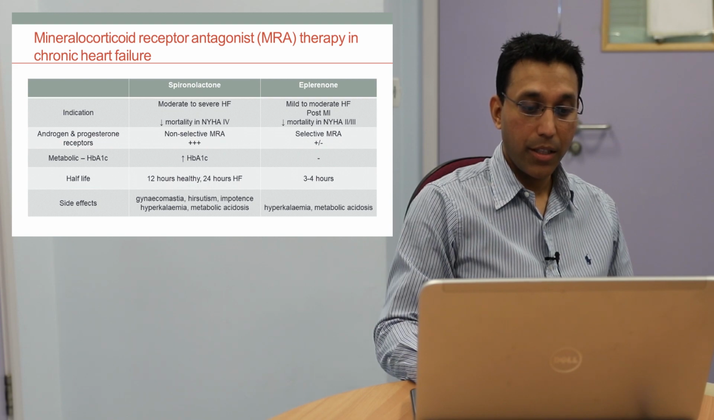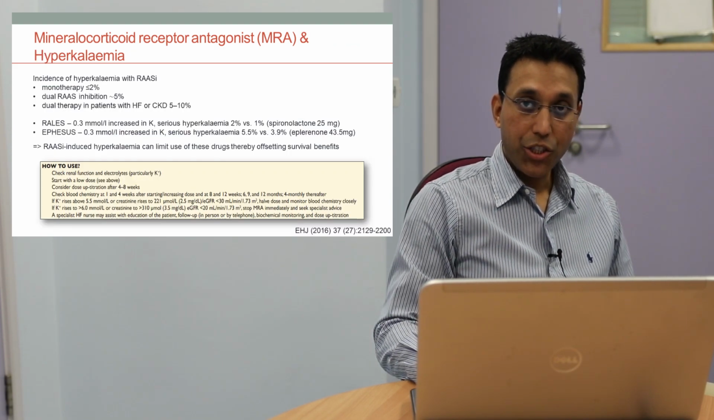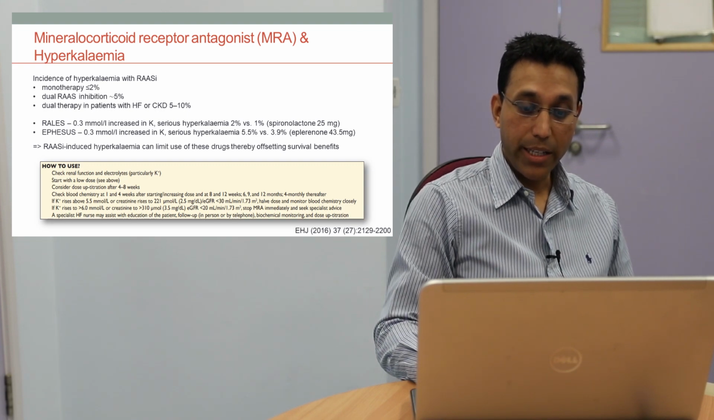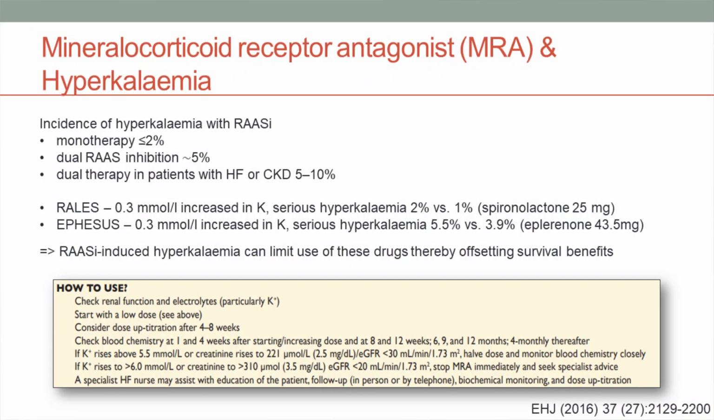Now, the guidelines do give advice on how to manage MRAs in patients with renal impairment or hyperkalemia, as you will note in this box at the bottom, taken from the guidelines. RAAS inhibitor-induced hyperkalemia often limits the use of these drugs, thereby potentially offsetting the survival benefits.